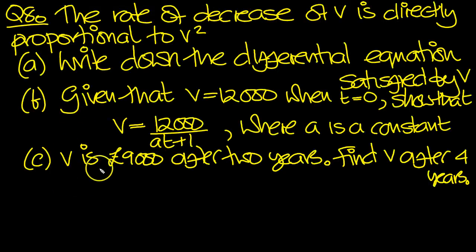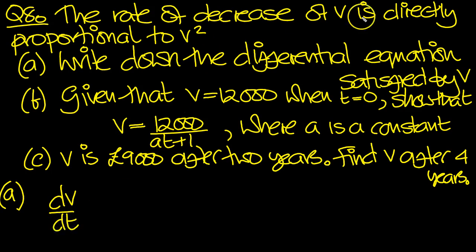So let's have a look at this then. So let's look at part A. I've got the question summary here. So write down the differential equation. The rate of increase is dv by dt, the rate of increase in the price of the car, rate of increase of v with respect to t. So the rate of decrease will be minus, and that's proportional, so it equals a constant times v squared, because it's proportional to v squared. So here's the differential equation then.